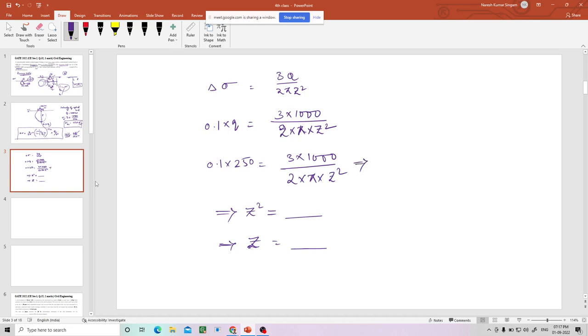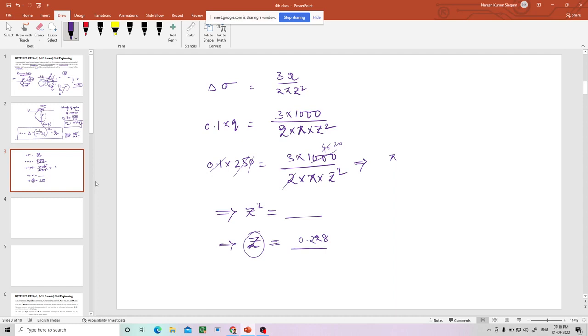Then it becomes 0.228. Z is 0.228, sir. Z square is 0.052. Give me only the value of z. 0.228, sir. Yes, sir. Is it the answer?